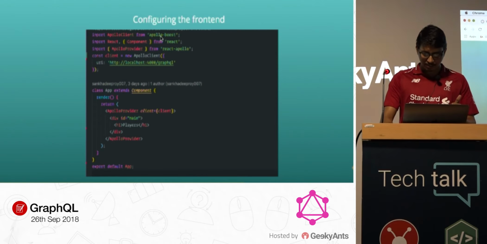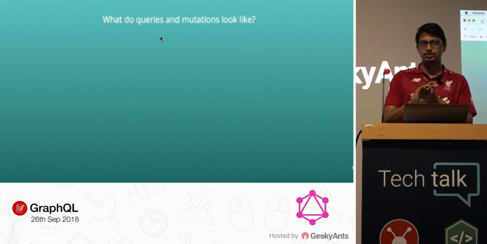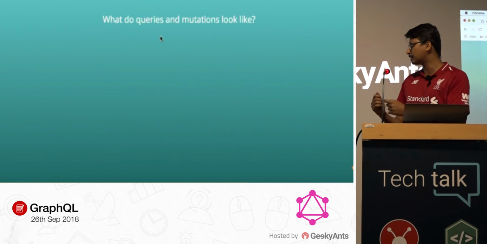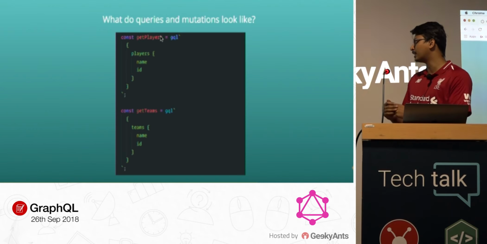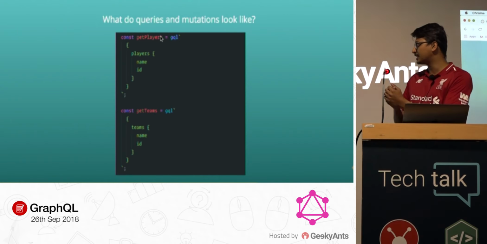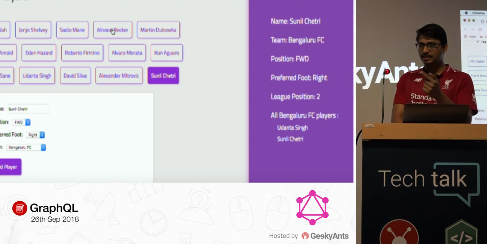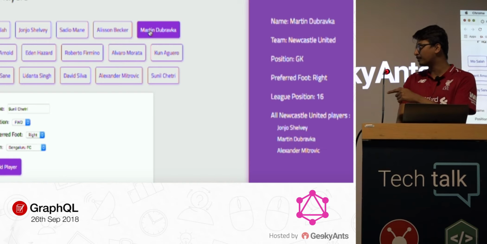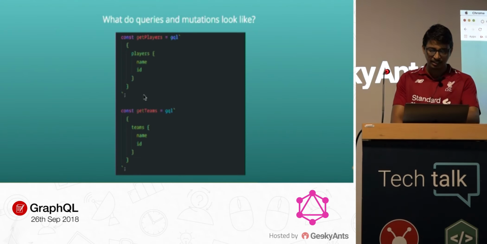So yeah, let's see. Okay, so I have talked about queries and mutations. Like I said before, I'll get into them later. So what do they look like? This is what a basic query looks like. We have the list of players. I just need the name and the ID, so that when I click on them, I get the data for that player.